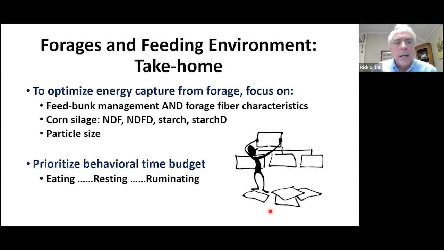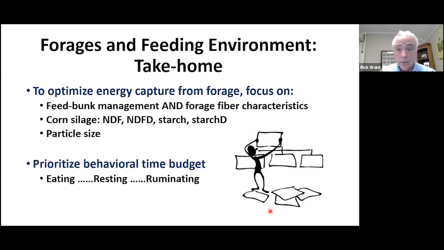And then finally, as a take home, to optimize energy capture from forage, corn silage, and other NDF, it's feed bunk management and its forage fiber characteristics. And I think we've done a disservice maybe by not focusing on both of these over the years. And with corn silage specifically, it's NDF and its NDFD or uNDF 240. And I didn't talk about starch and starch degradability. I know there's other folks talking about that, but there's going to be an interaction and we can't separate those.